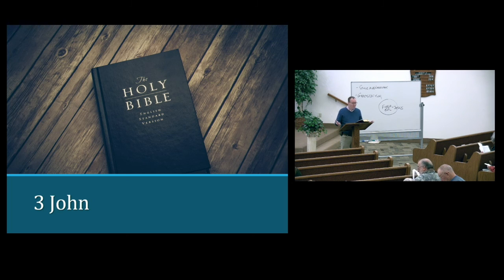Verse 1, "The elder to the beloved Gaius, whom I love in truth. Beloved, I pray that all may go well with you and that you may be in good health as it goes well with your soul." By the way, can we be thankful and pray for and talk about people's physical health? Yeah, 3 John 2, right there. John says, I pray that you are in good health, as it is with your soul.